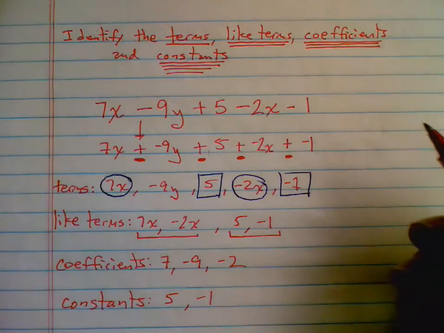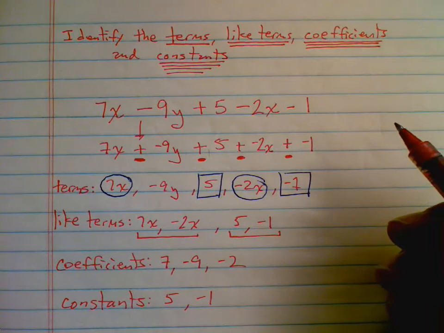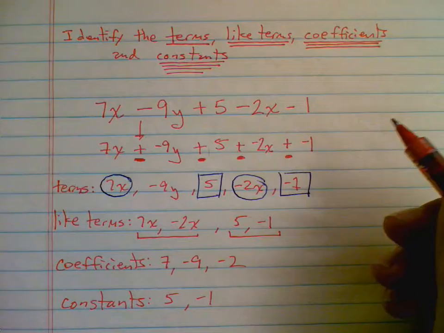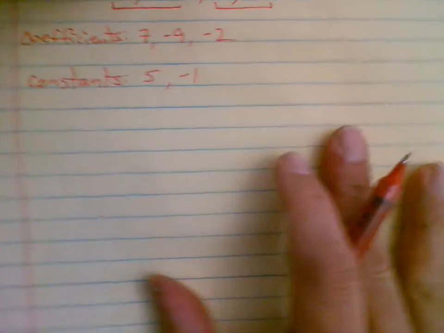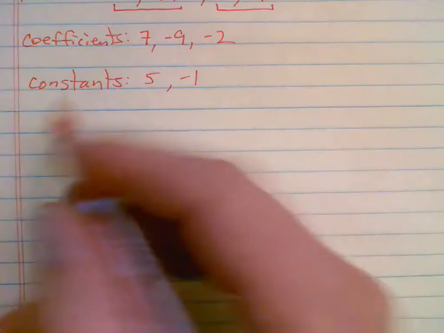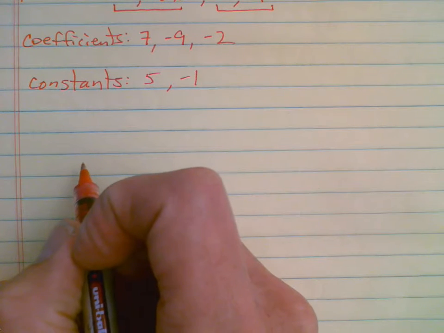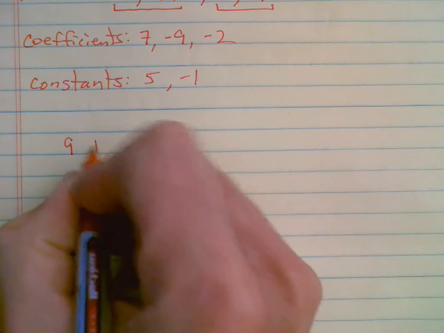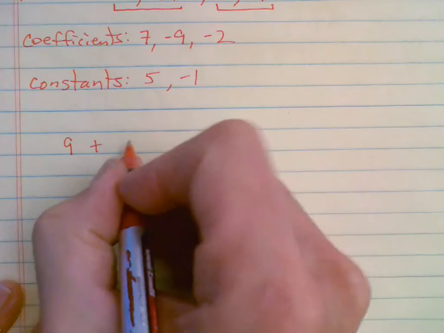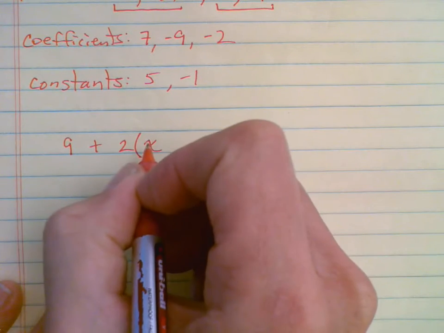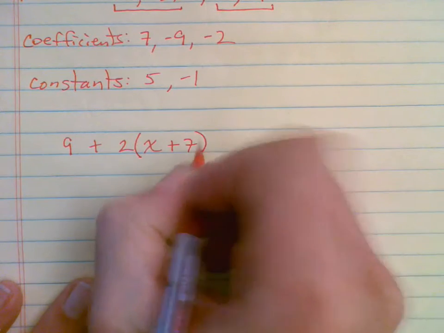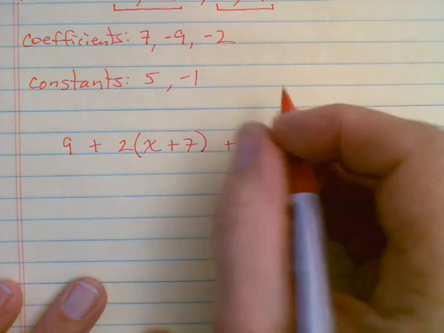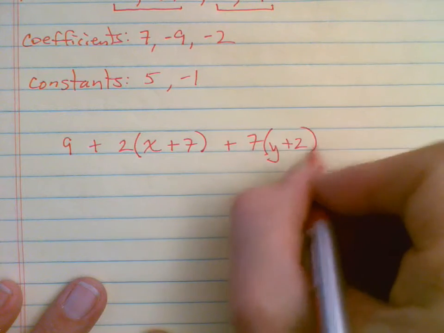Now the next thing that you're going to have to do is actually combine some terms. So I'm going to move us down here, and I'm going to put up a new problem. I'm going to do this as probably the more elaborate problem you might see on your homework. So let's do this problem right here. 9 plus 2 times the quantity x plus 7 plus 7 times the quantity y plus 2.